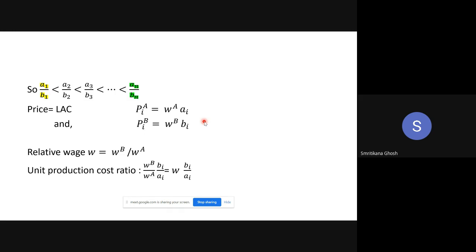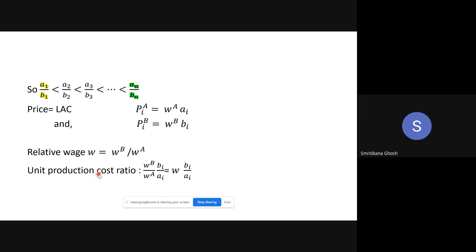Okay. Similarly, for PIB is equal to WB into BI. Now, what is the relative wage? We are defining relative wage w is equal to WB by WA. Okay, this is what we need actually. For our sake, we just consider relative wage is equal to small w.